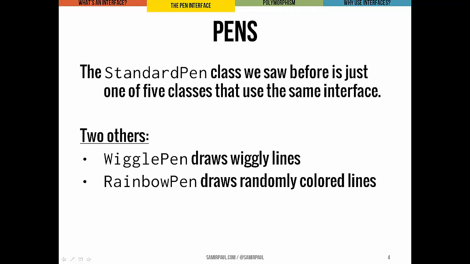The standard pen class that we used in the last lecture is one of 5 classes that all share the same interface, the same set of public methods that we use in the same way. Examples of 2 others are Wiggle Pen, which draws wiggly lines, and Rainbow Pen, which randomly changes the color as you draw a line. Even though these pens do something slightly different from a standard pen in terms of their wiggliness or their color, they have the same general behavior because they all share the same interface. In other words, we can use them in the exact same way, though we'll get different results.